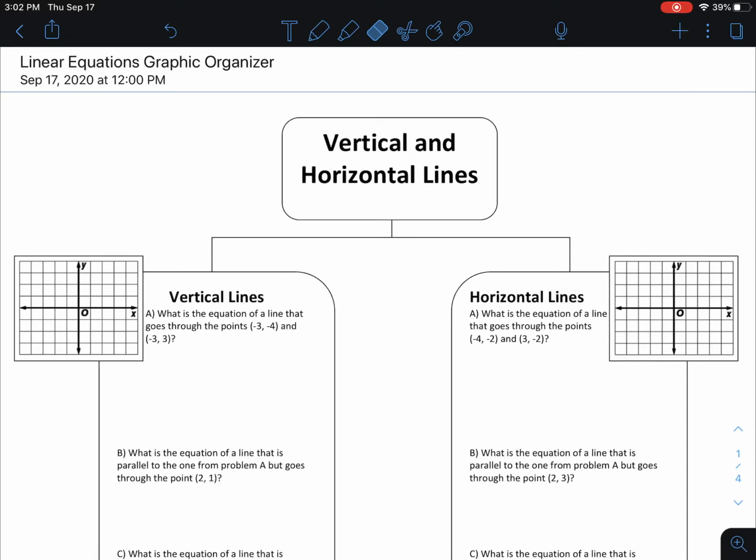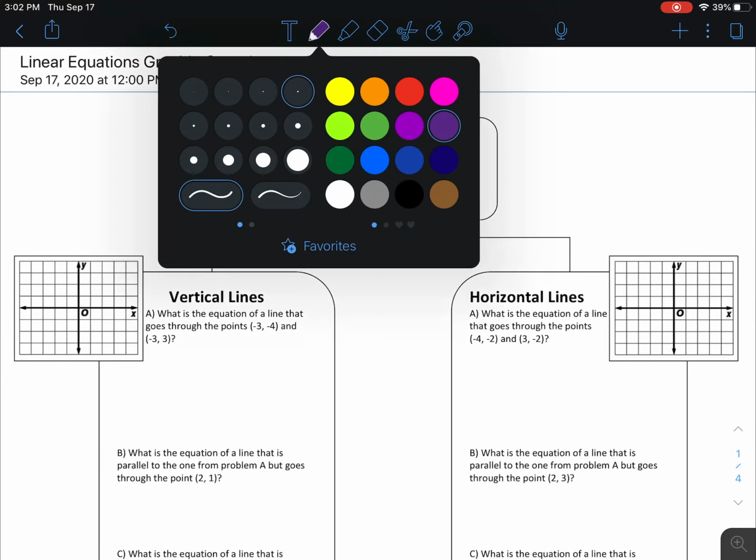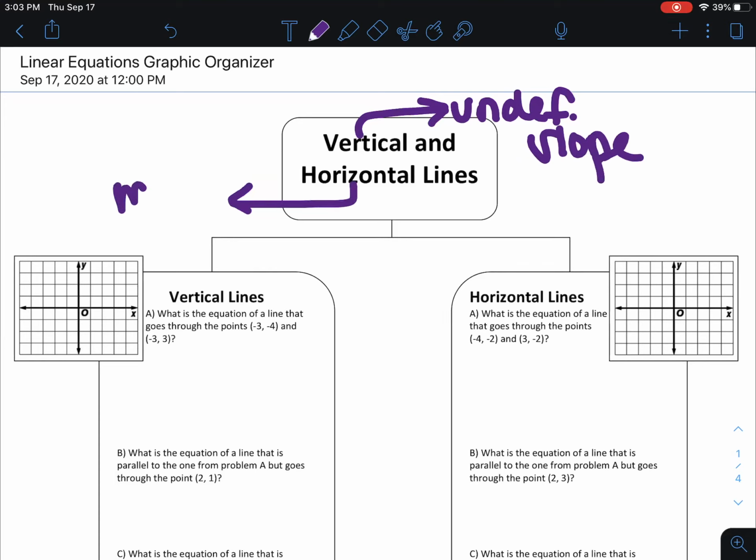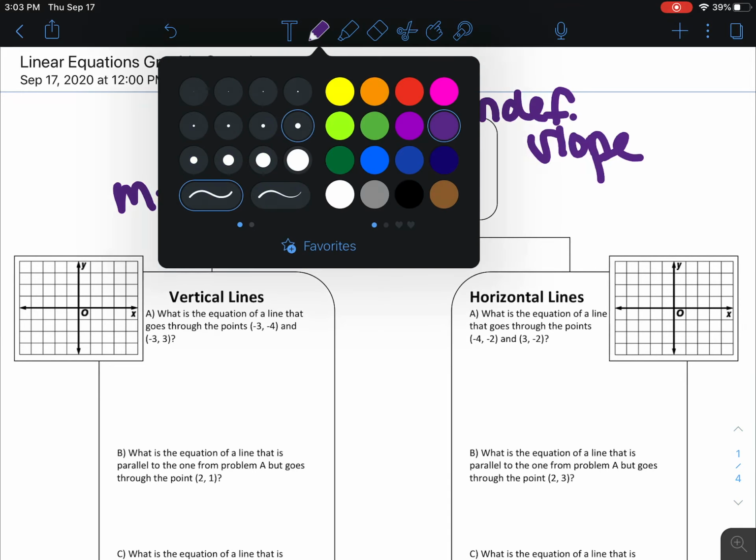Okay, linear equations, equations of lines. Let's get into it. First thing you need to remember, vertical lines have undefined slope, and horizontal lines have a slope of 0. Okay, just a friendly reminder.